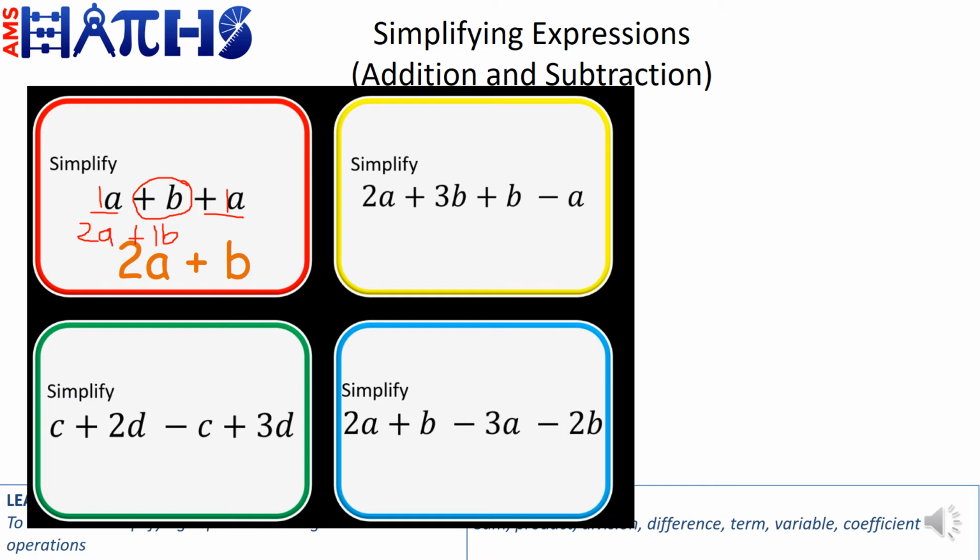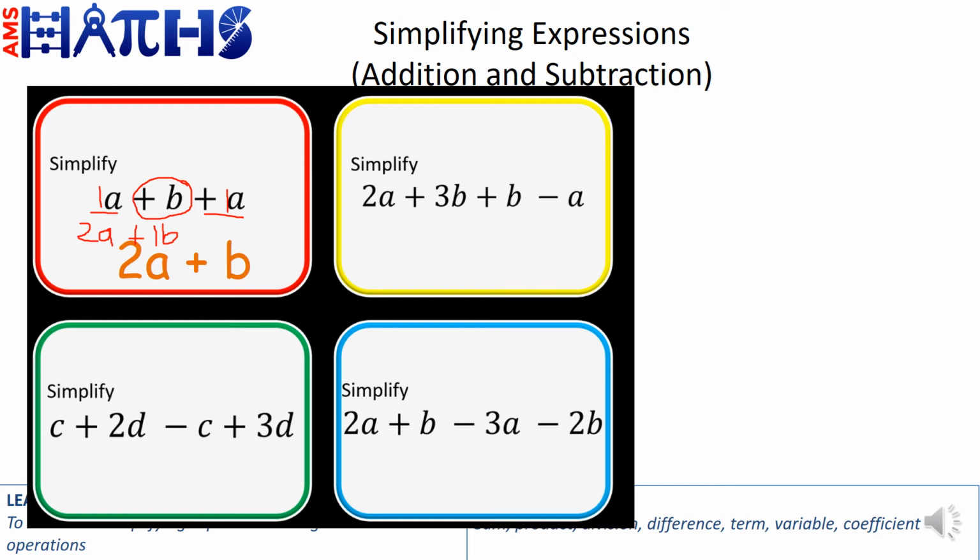In our next example, in the yellow box, we have again different names on our terms. We have a's and we have b's, and so we can combine the a's. Normally when calculating or simplifying expressions, we keep the letters in alphabetical order. It's not mandatory, but it just helps us to go through nicely.